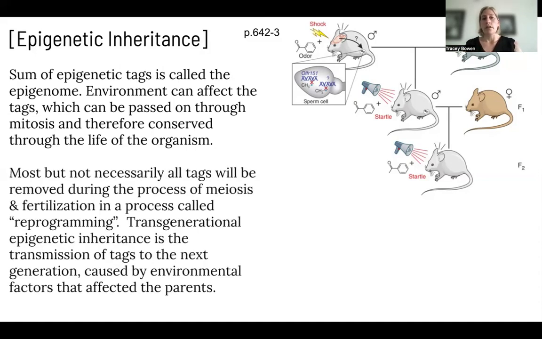Most, but not necessarily all, tags will be removed in the process of meiosis and fertilization. This is called reprogramming, and so all the epigenetic tags are mostly wiped off. Transgenerational epigenetic inheritance is transmission of epigenetic tags to the next generation, and that can be affected by environmental factors that affected the parents.